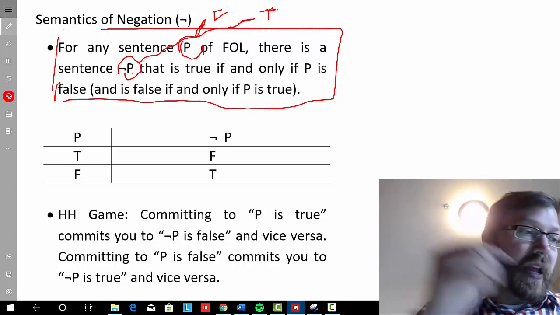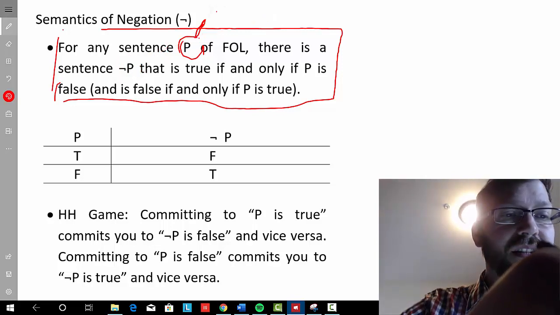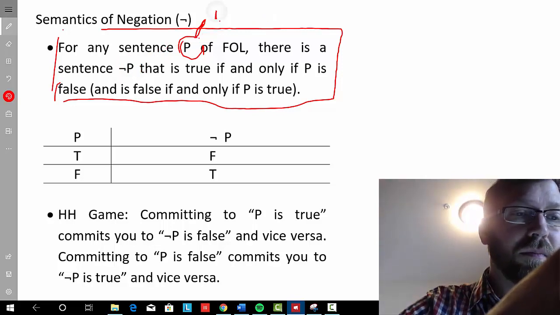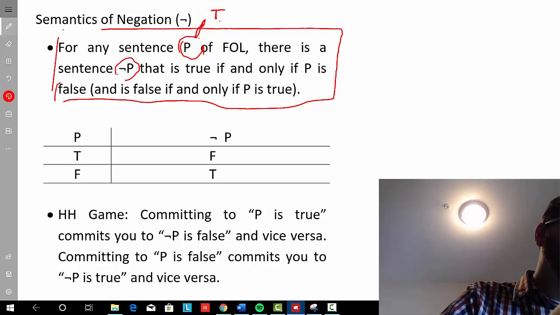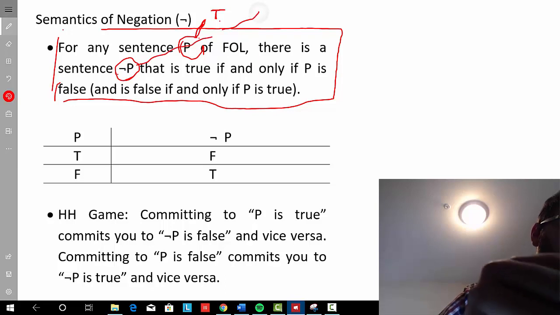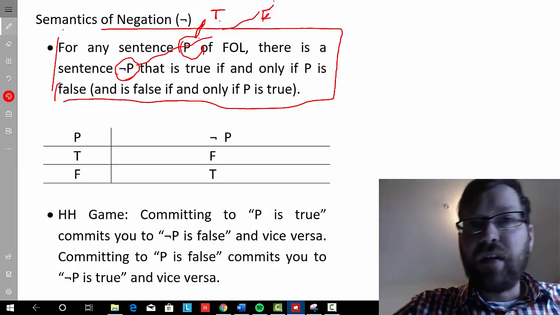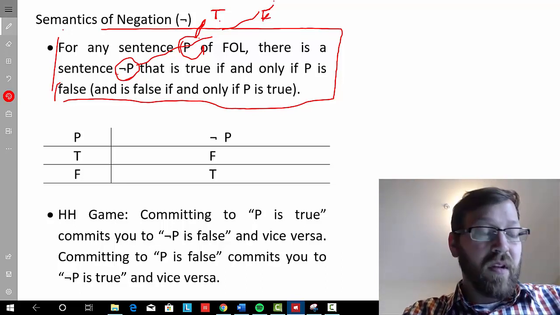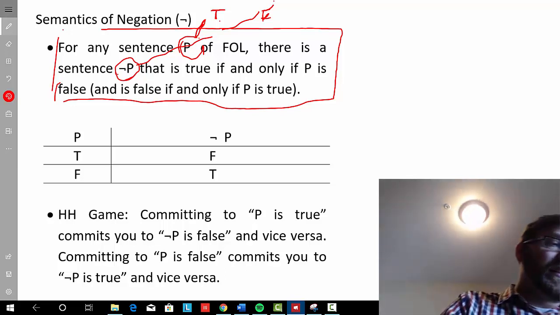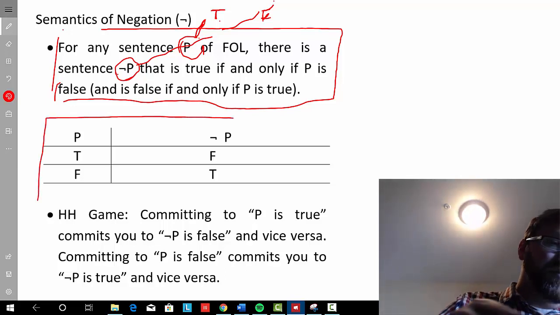Okay? And if that sentence is true, then this sentence would return false. That's how we understand the meaning of the negation in FOL. And we can see that represented in this truth table.